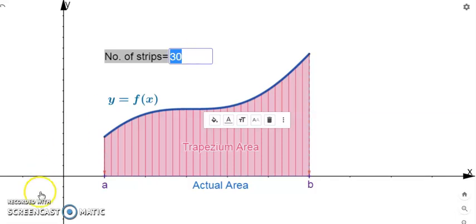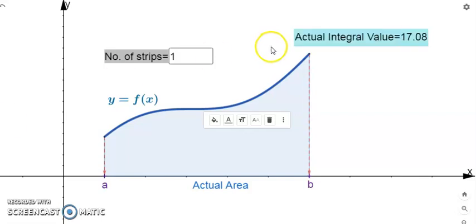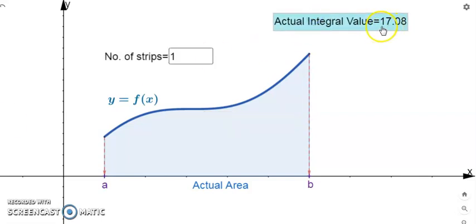Then the next thing I would like to discuss is the error. The error may occur when we use the trapezoidal rule to estimate the definite integral compared with the actual value. So let's see. Based on these diagrams and from the software, we find that the actual area under the curve has an integral value of 17.08, rounded off to 2 decimal places, for this region.